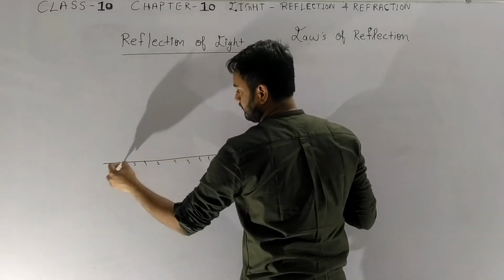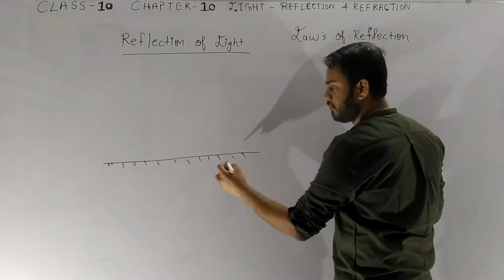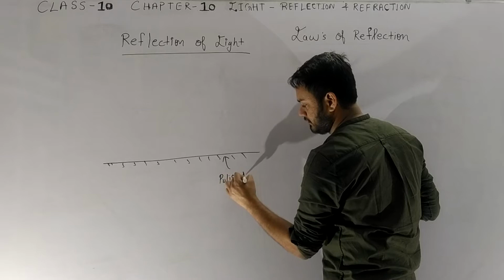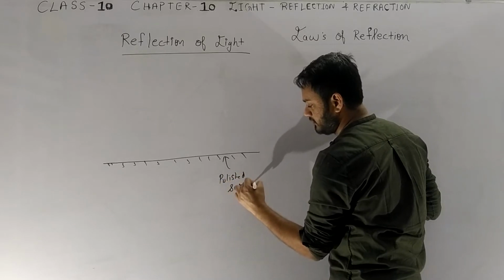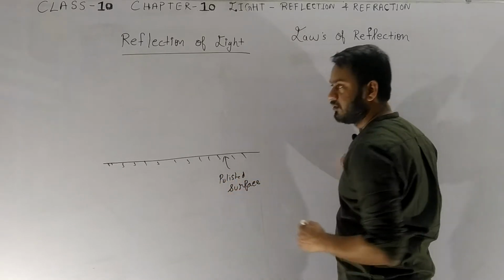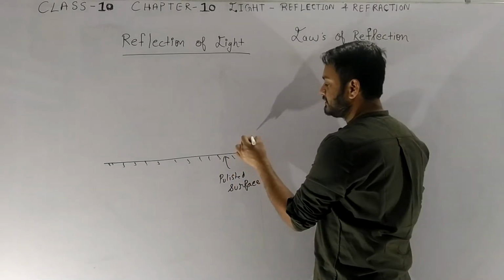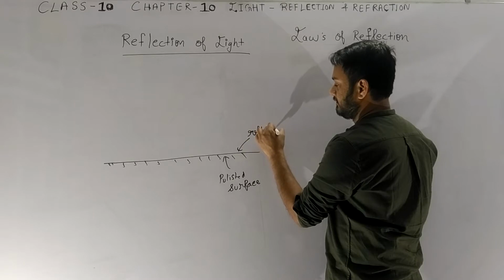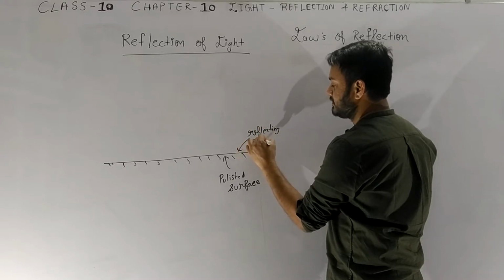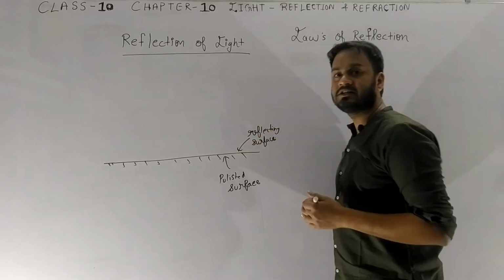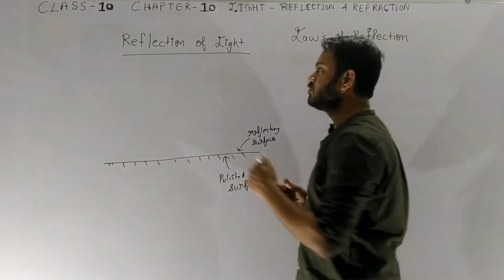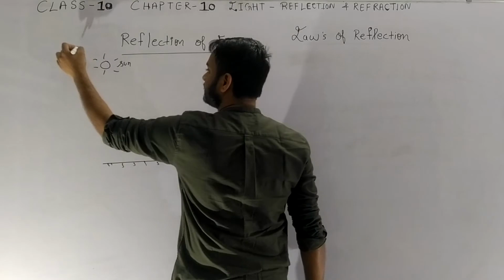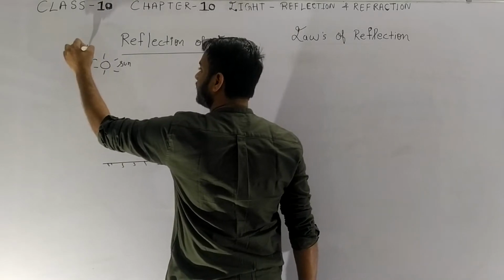Okay, so now this is a polished surface, and this is a reflecting surface. Suppose we have a source of light here, that is a sun. Here we consider it as sun. This is a source of light. Okay, now what happens.